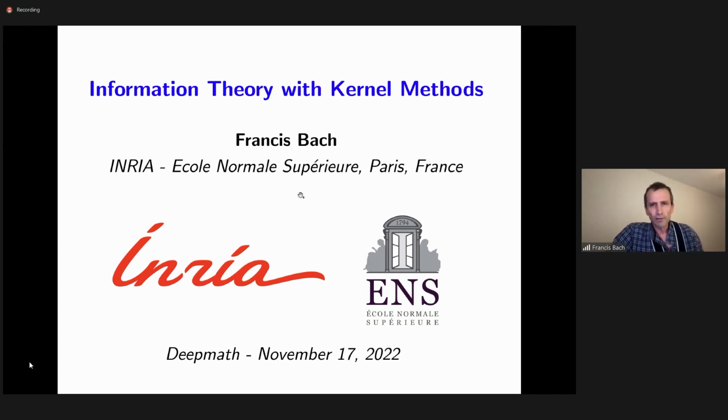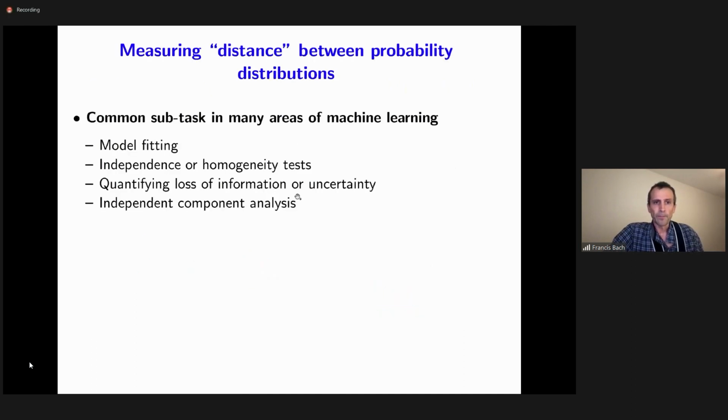So also, feel free to interrupt me during the talk. Since we have some time, I'd like to keep it as interactive as possible. All right. So what would be the goal? The goal of today will be to measure distances between distributions, between probability distributions.